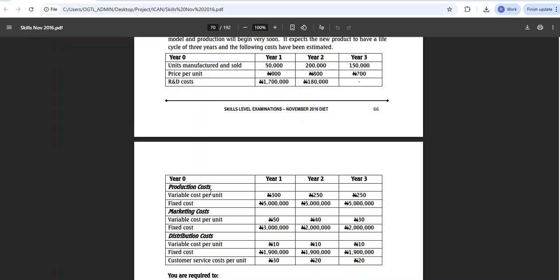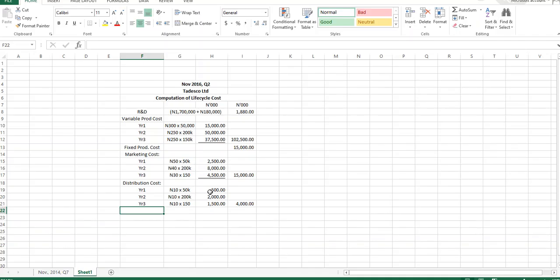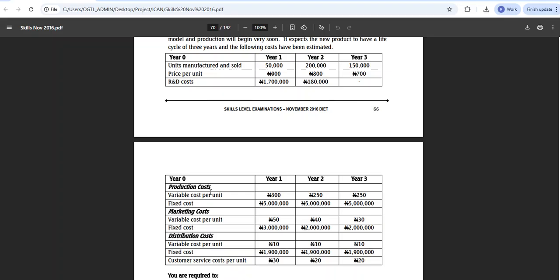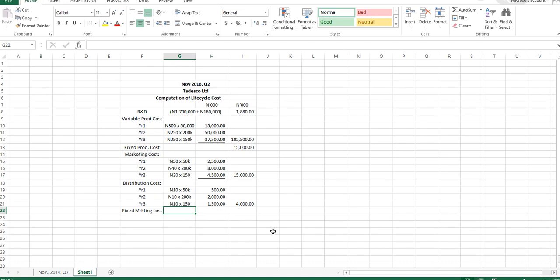We have the fixed cost as well, right? What's the fixed marketing cost? What do we have it as? 1,900. So the total is 5,700. Under fixed marketing costs, we're having 3 million, 2 million, 2 million. That gives us 7 million.